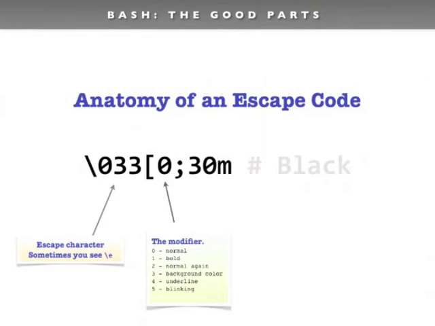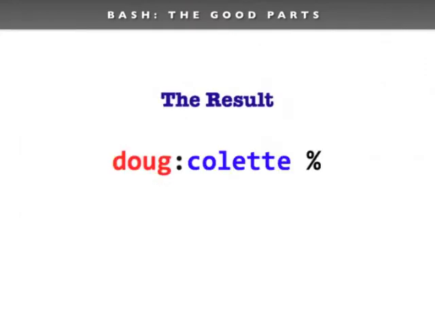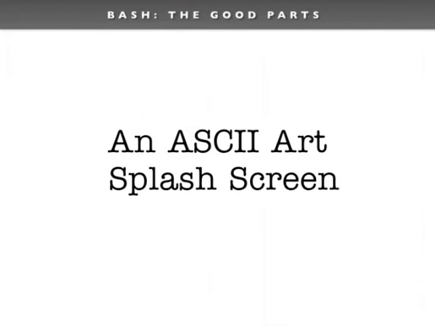After the semicolon comes the 30M. This is the actual color code itself. They all end with an M. This one happens to be black, 30. We can apply it to a string in our shell by putting all of this into single quotes. Backslash 033, the color code for red. Backslash U is the username. And we turn all the text to black again, print a semicolon, print a blue colon, and this is what we end up with. So this will be my PS1 prompt.